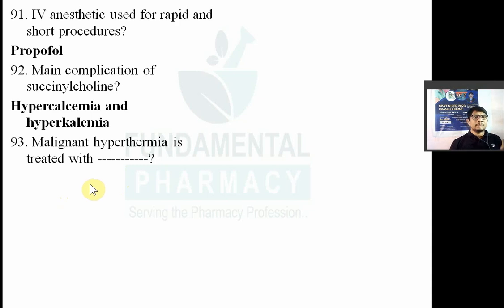Which drugs cause malignant hyperthermia? One of the drugs is succinylcholine, and also most of the inhalational halogenated hydrocarbons, like halothane, enflurane, sevoflurane, and isoflurane. Isoflurane is an isomer of enflurane. So these anesthetics, particularly halogenated hydrocarbons, and succinylcholine cause malignant hyperthermia, a sudden increase in body temperature and metabolic rate. It is treated with dantrolene. Dantrolene is the drug of choice in malignant hyperthermia. You have to remember this.